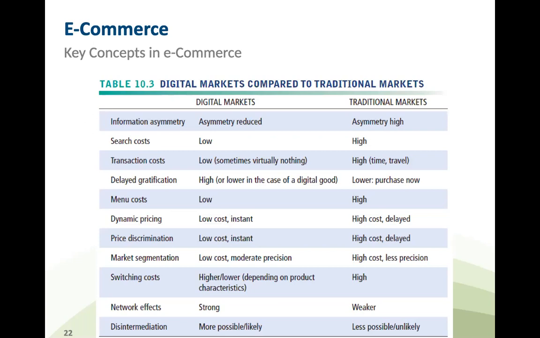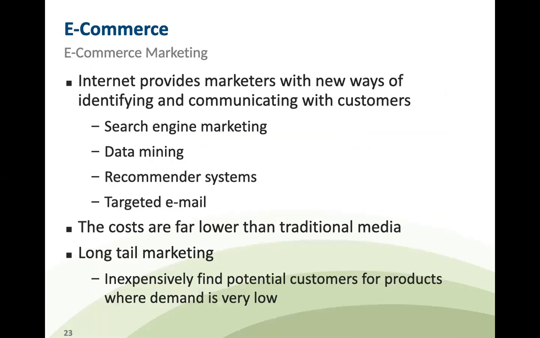And then switching costs. When you switch between products, it can be higher or lower depending on the product characteristics, but it's always high in traditional markets. Then network effects are strong in digital markets, and weaker in traditional markets. Then disintermediation is more possible, which means you remove the intermediary. It's more possible and likely in digital markets, but less possible and unlikely in traditional markets.